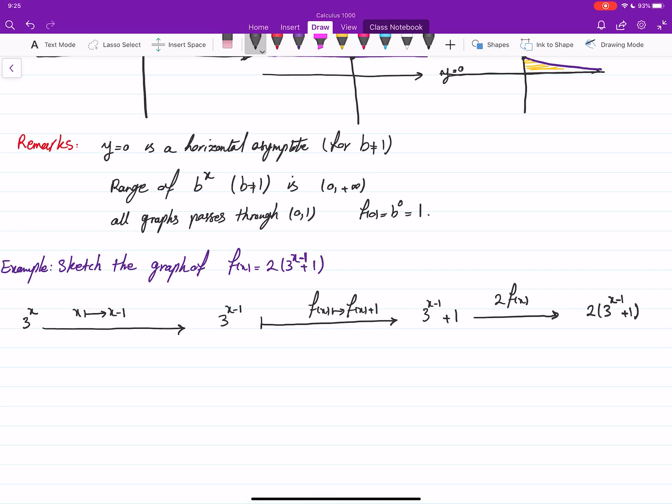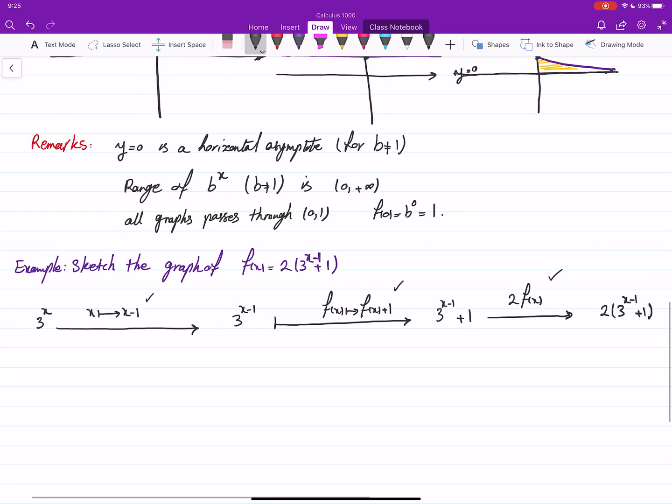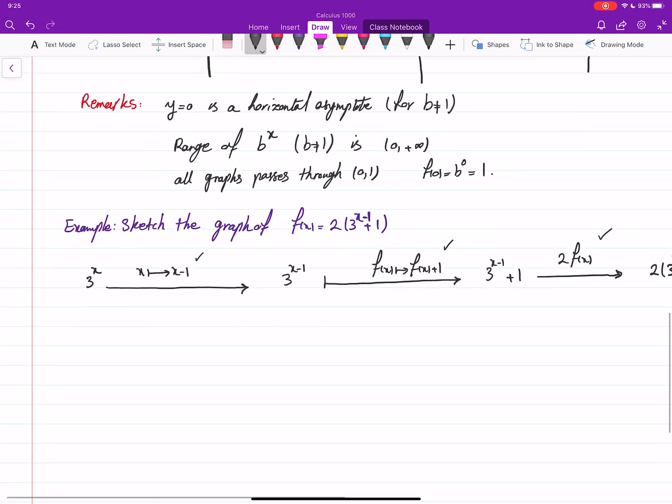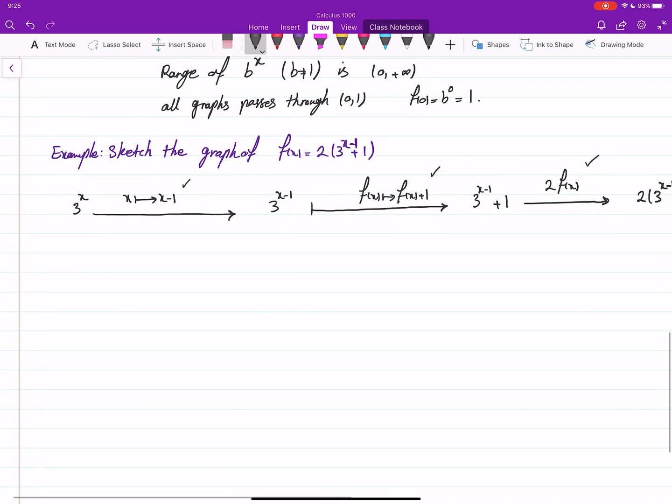We know that each one of these operations I'm writing up there gives us a transformation of the graph, and we will try to follow those steps and find the graph of the function. What does turning x to x minus 1 do? What it does is a horizontal shift 1 unit to the right. So let me just write it: horizontal shift 1 unit to the right.